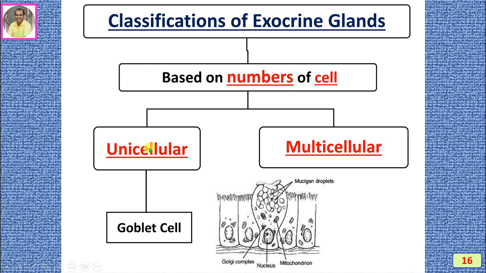They are called unicellular and multicellular glands. The unicellular glands are called goblet cells, and the multicellular glands are called mucinogenic glands or droplet type glands, and they also contain mitochondria, nucleus, and Golgi complex. Almost all the cells in the body have the basic structure, including the exocrine gland cells.